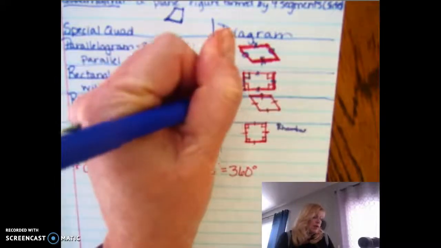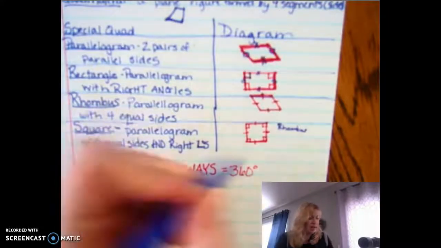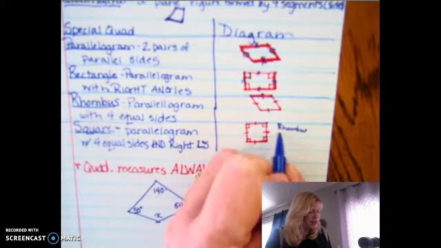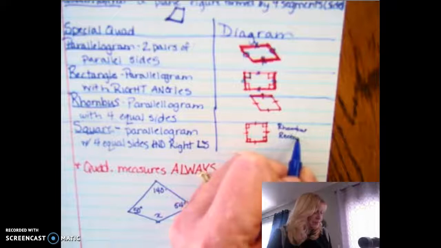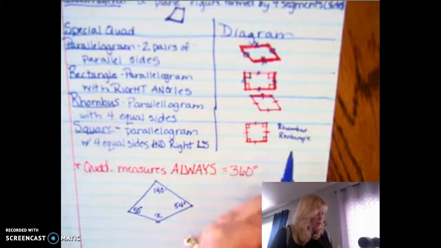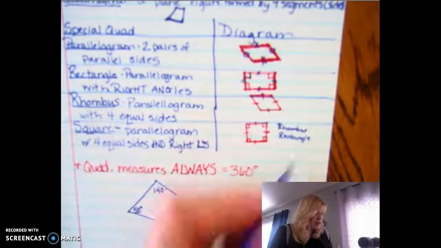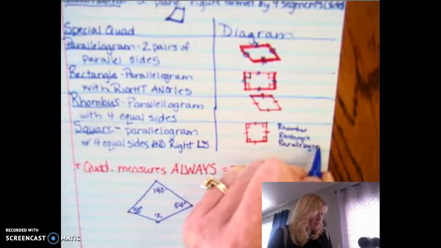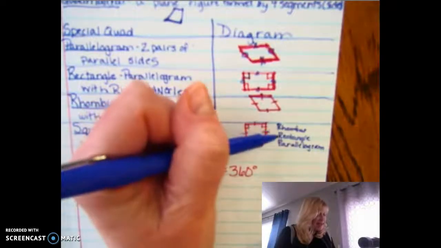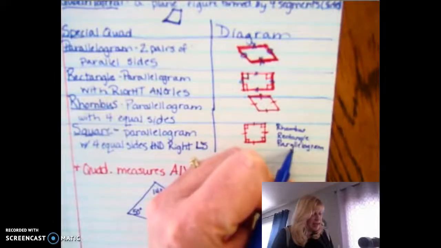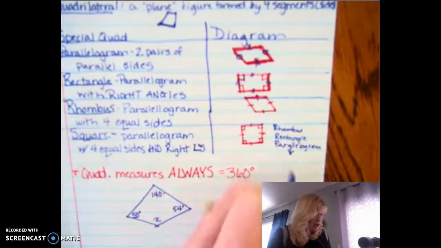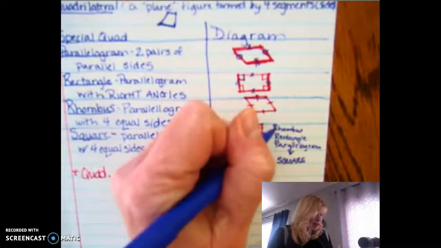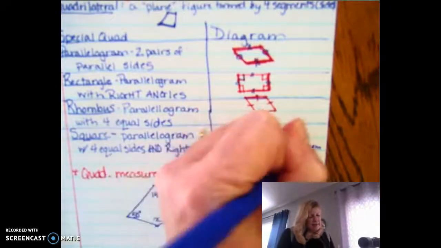I can also classify it as a special kind of rectangle. It meets the requirements. It has right angles and it has two opposite parallel sides. So it's also a special rectangle. So it got that certification. It also is a parallelogram. So if it is a rhombus and a rectangle and a parallelogram, it gets the special certification of square. It is all of these things, and that makes it this.